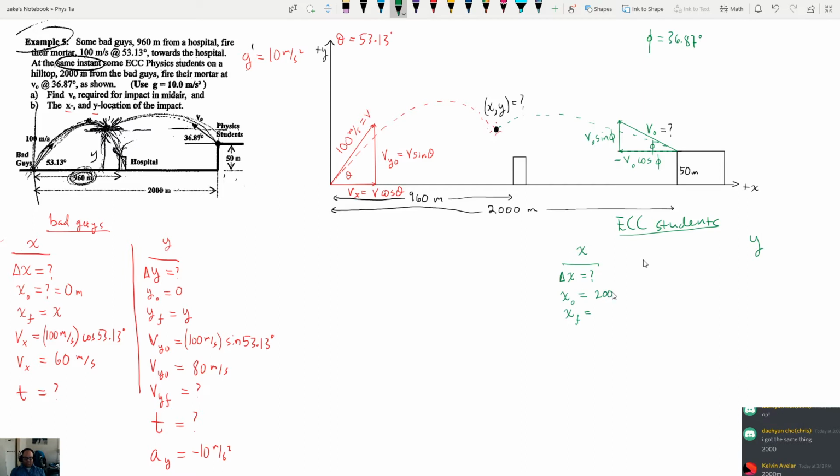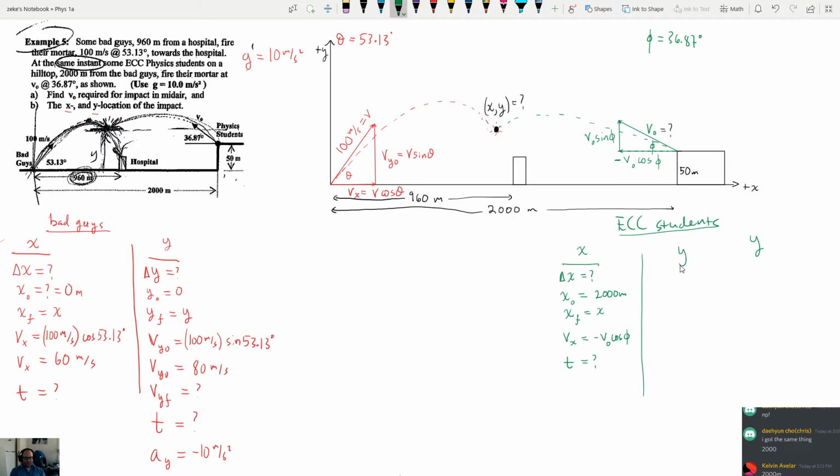2,000. It's given right here in the problem. They start off 2,000 meters away. X final, they're also going to end up at the same coordinate x, so we'll just call that x. V sub x, well, we don't really know what v naught is, so we're just going to write negative v naught cos phi. And the final variable would be t, which we also don't know.